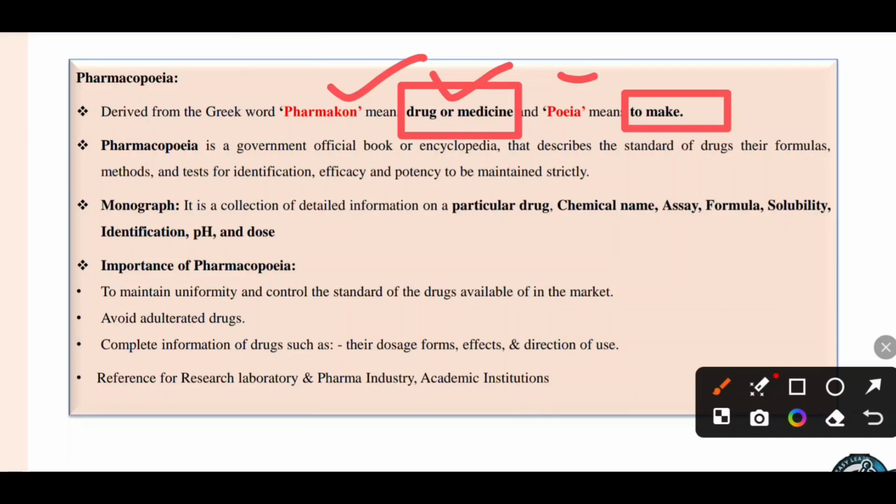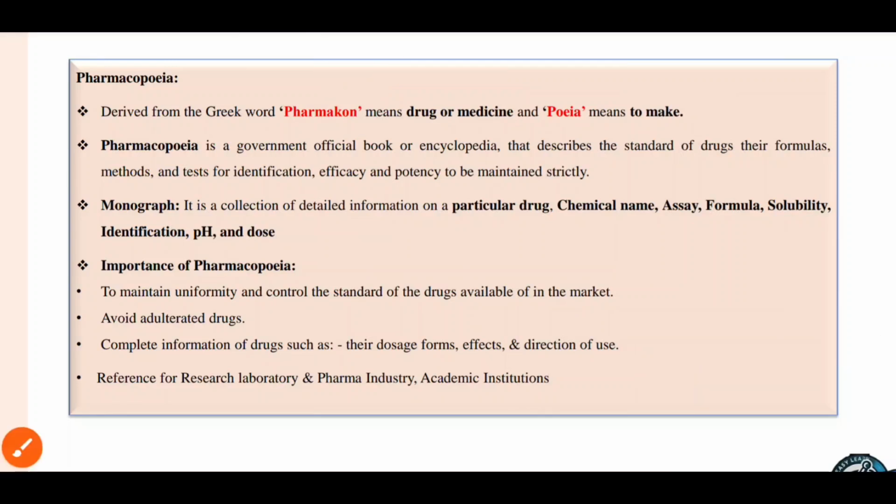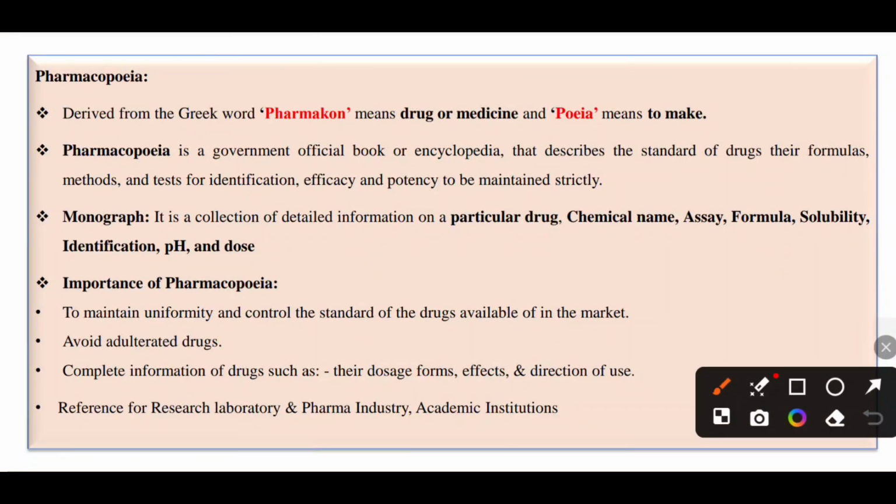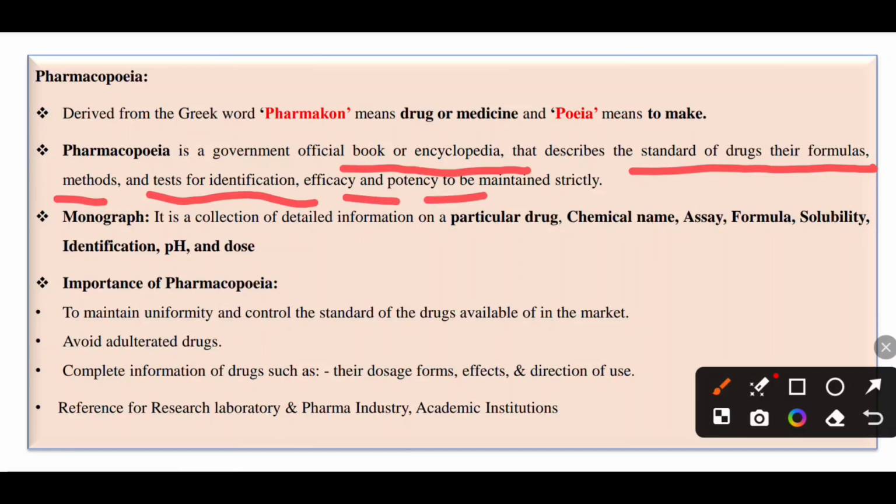So what do we mean by pharmacopoeia? The pharmacopoeia is a government official book or encyclopedia that describes the standards of drugs, their formulas and methods, and tests for identification, efficacy and potency to be maintained strictly. Why is it a government official book? Because it is authorized by the government. That's why it is a government official book or encyclopedia.